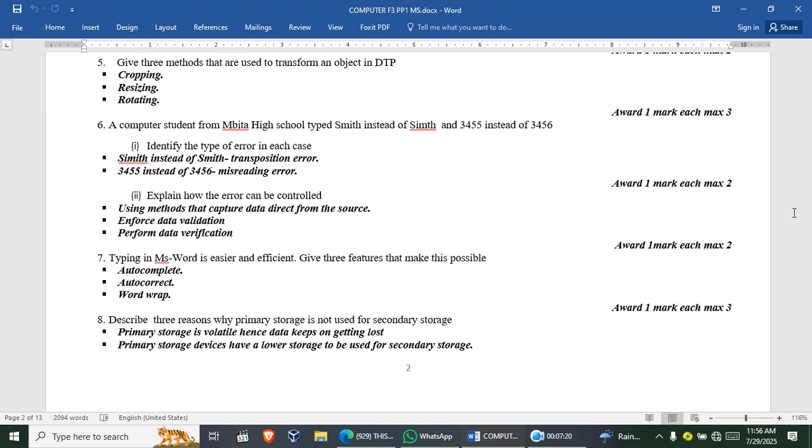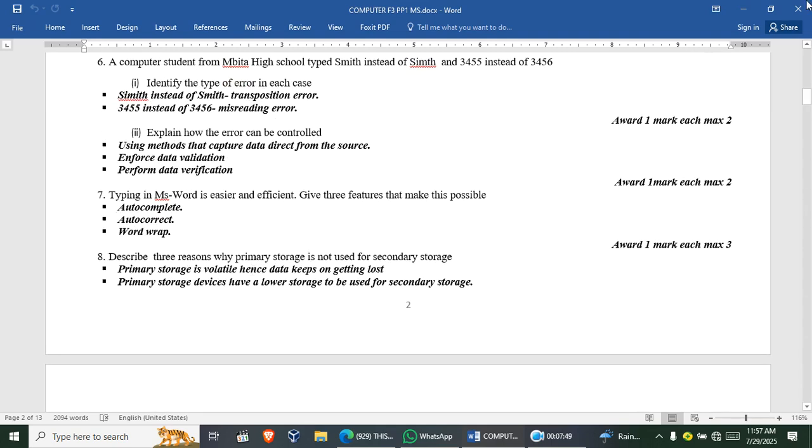Then we have word wrap. This is whereby when you reach the end of a line, the computer automatically throws the text to the start of the new line. Alternatively, it depends on the package you are using. In Excel, word wrap means arranging. For example, when you write something like a product name, the word "product" stays in the first line, and "name" comes to the second line.